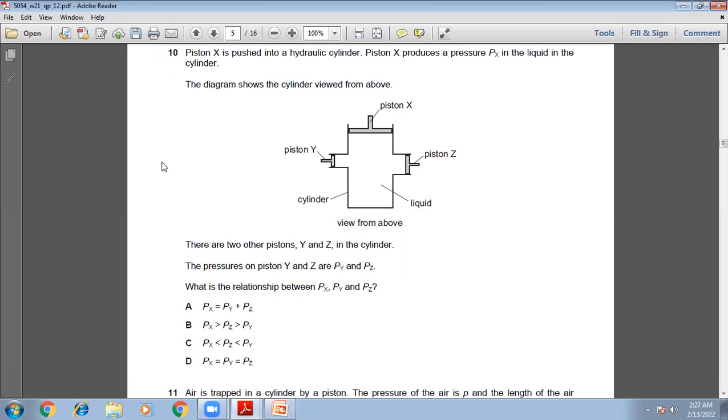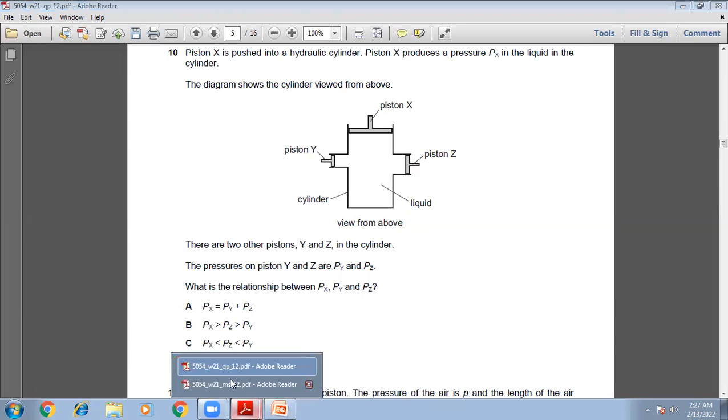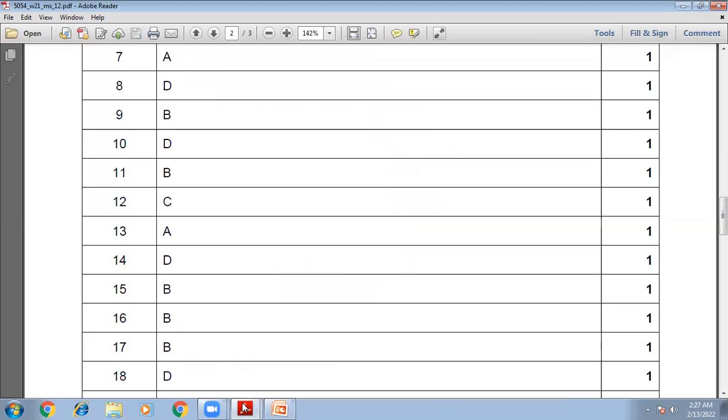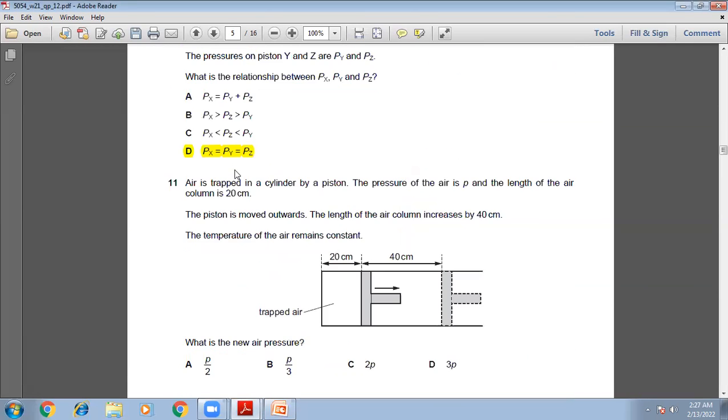So I think D is the right choice according to my concept. According to Pascal's principle, the pressure in the oil will be the same at all points. So D is the right choice.